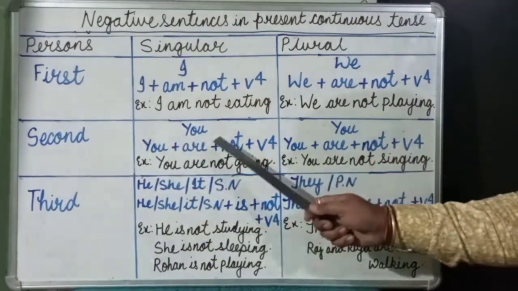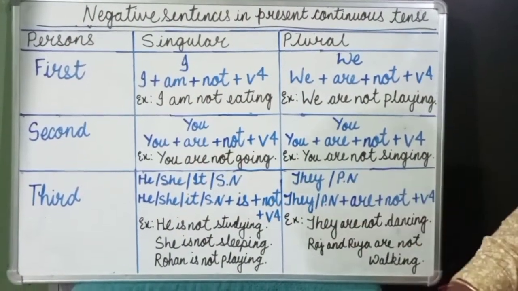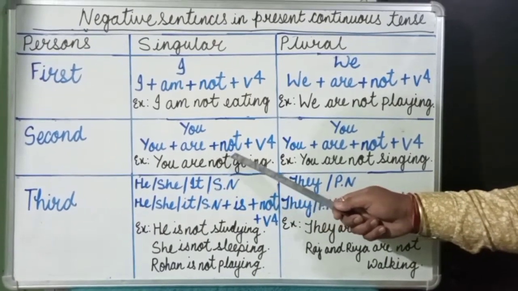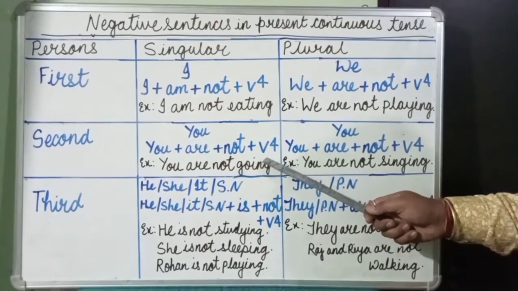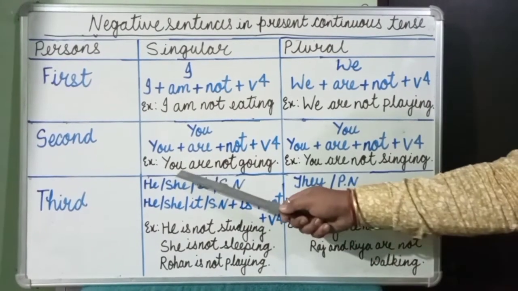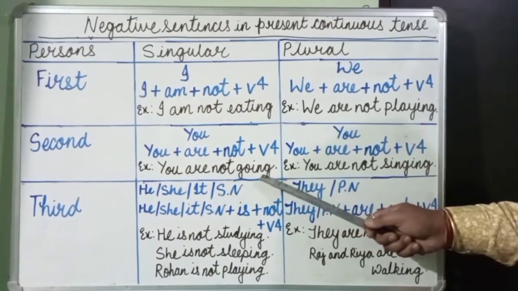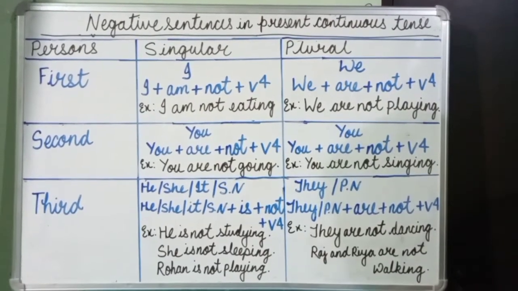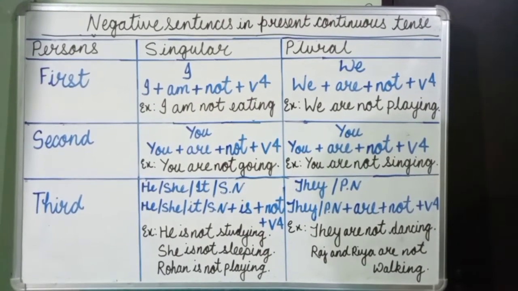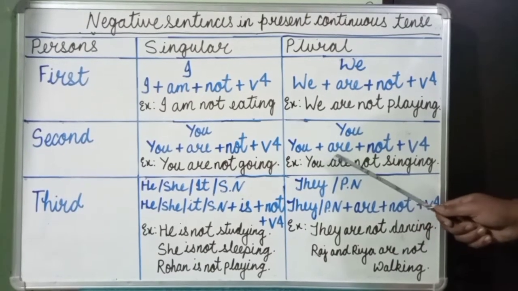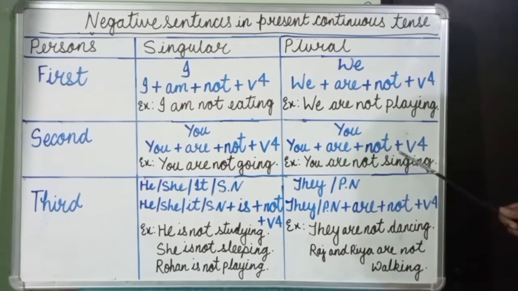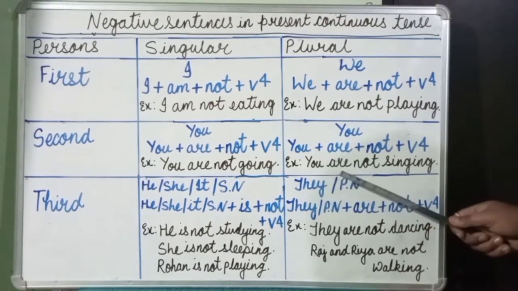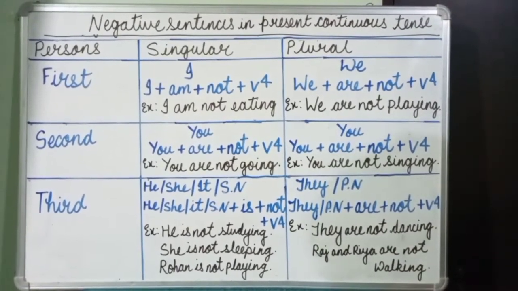For second person singular, that is you, the rule is you plus are plus not plus fourth form of verb. For example, you are not going. For second person plural, that is also you, the rule is you plus are plus not plus V4. Example, you are not singing.